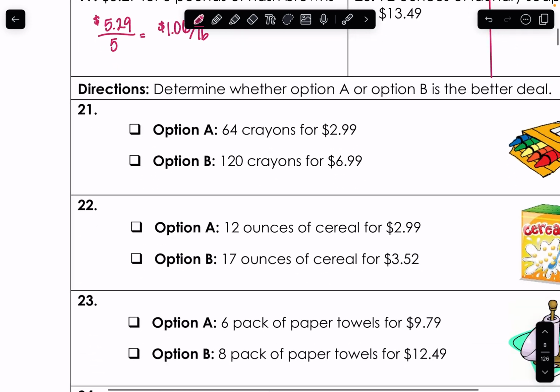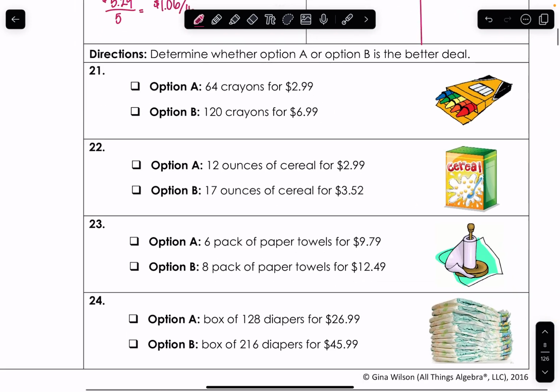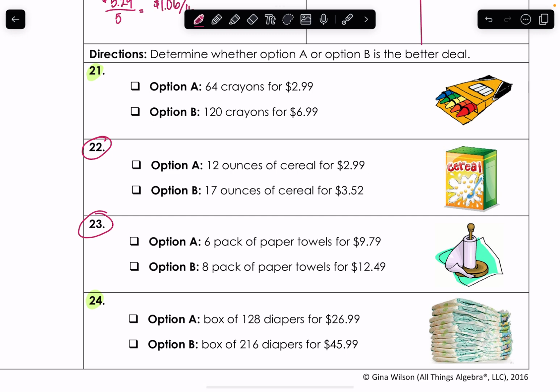Price is first. Okay, I'm going to do number 21 and 24 with you. And then you guys are going to finish up 22 and 23 on your own. And then once we do that, then I'll give you the homework once I see that you've selected the correct answer. You guys have lots of time to work on the homework.